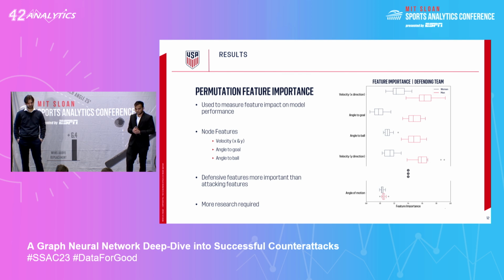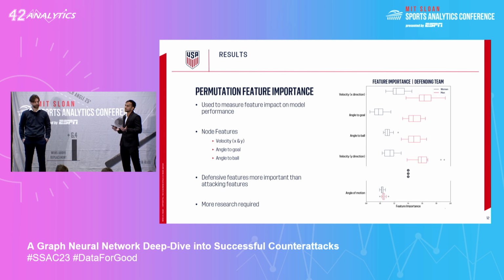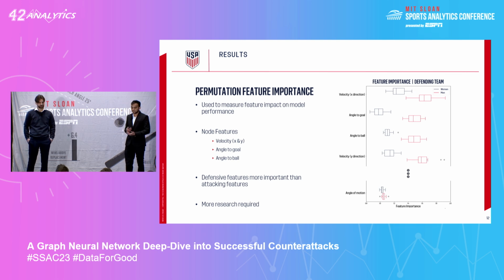Talking about the permutation feature importance, we did this as a sanity check just to see what kind of features affect our model performance. We observed that the node features of velocity and the angle to the goal and to the ball, in that order, are very important in finding out counterattacks. We also observed that defensive features are more important than attacking features. And also we need to state that we still need to do a bit more research on how to analyze this. We still don't know whether an increase in velocity in certain situations helps your model or whether a decrease in velocity would help. So that's something that we still look a bit into.